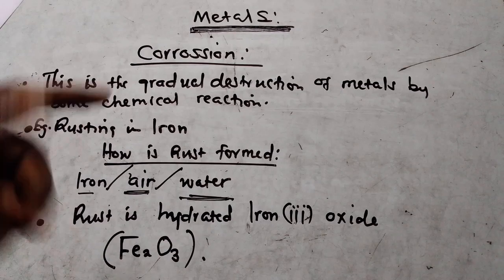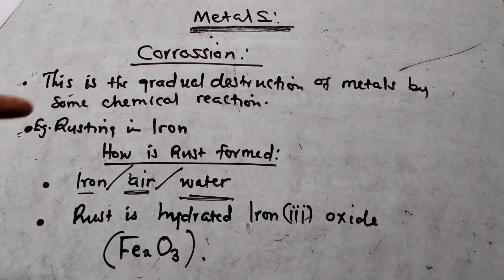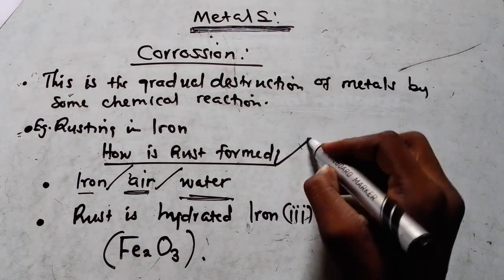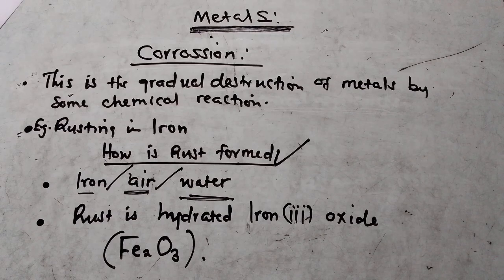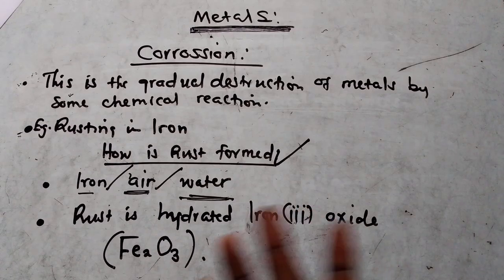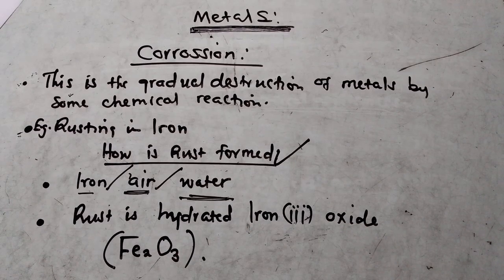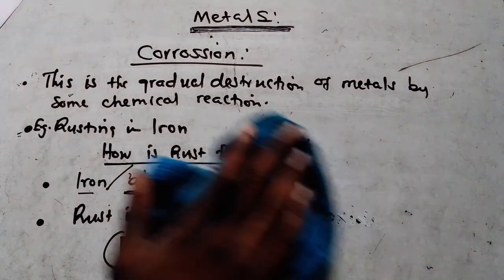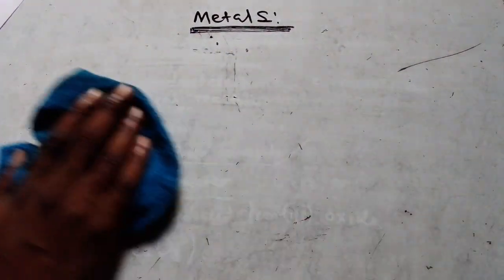We have been talking about corrosion, and we said by definition corrosion is the gradual destruction of metals by some chemical reaction. Then we also looked at the example of corrosion, which is rusting, and how this rust can be formed. Now, since we know how rust can be formed, how can it be prevented from happening? Now let's look at the prevention of this corrosion.